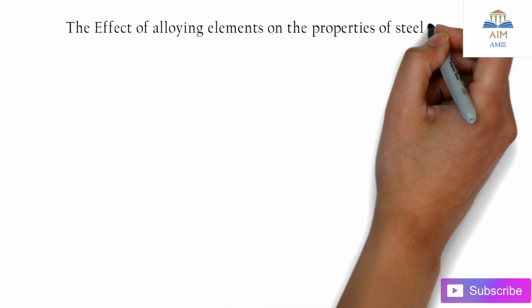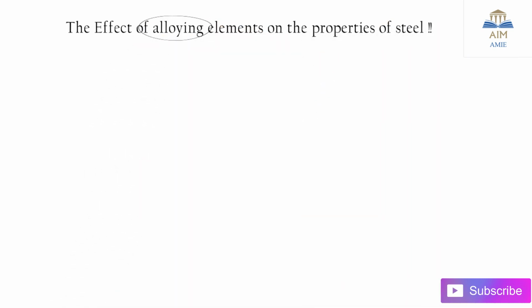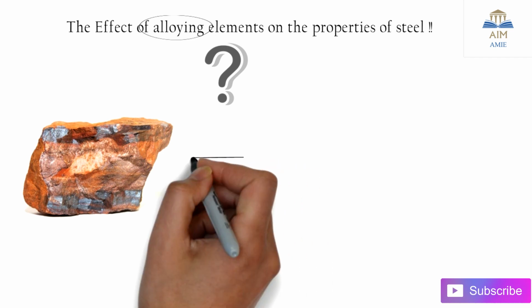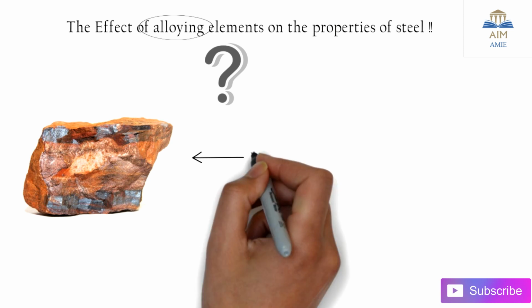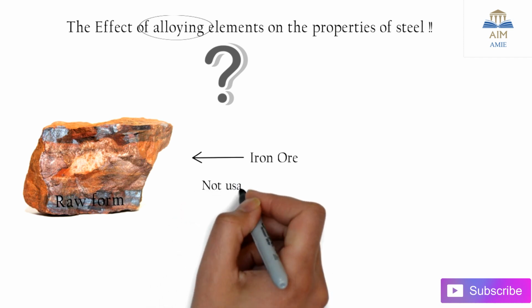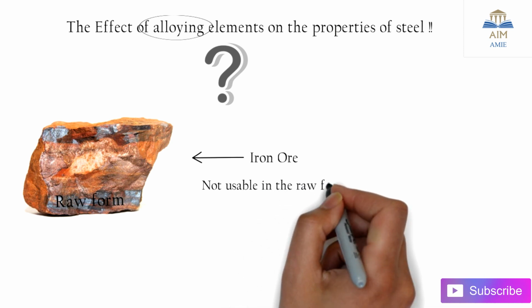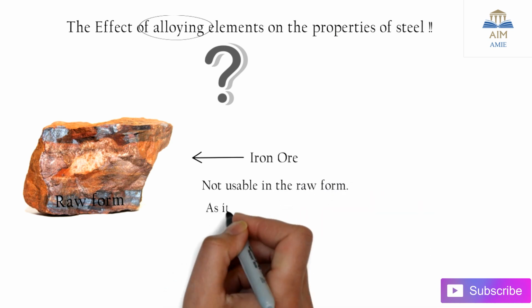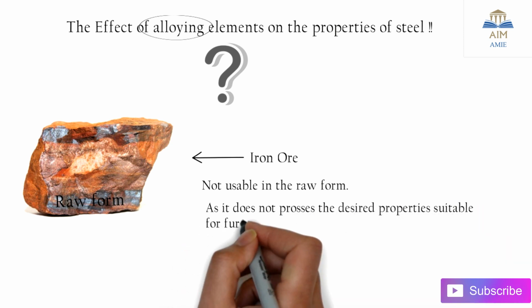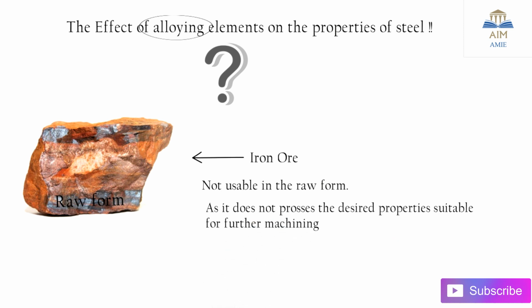In this video we will be learning the effects of alloying elements on the properties of steel. So what is alloying? Let's say we have this iron ore just extracted from the earth's crust, in its raw form. This iron ore is not usable at all in my applications or in my machining. It does not possess the desired properties that I require, and it is not suitable for further machining, so I just eliminate this.